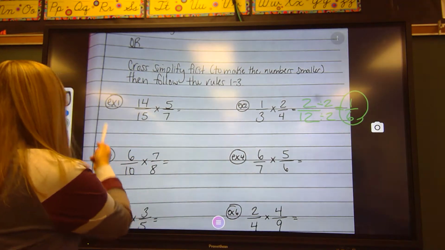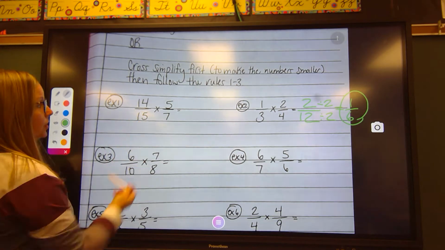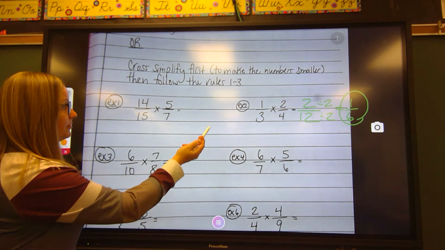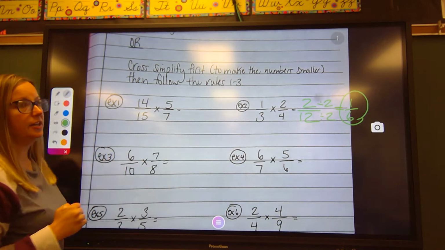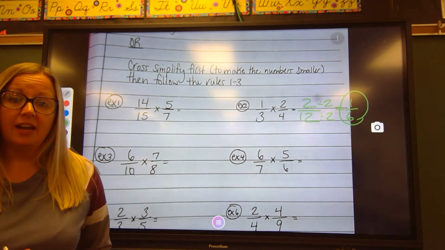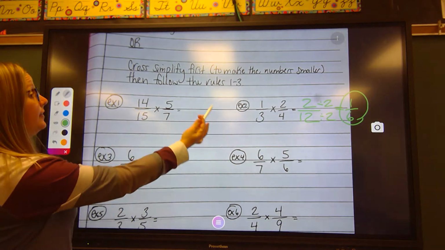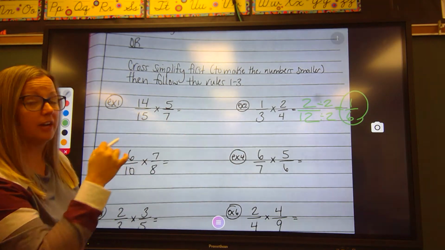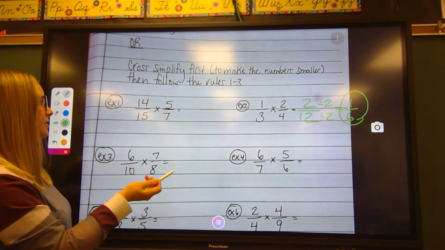But now let's take a look at example 1. These numbers are a lot bigger. So to do 14 times 5, you would have to come off to the side and do that. And 15 times 7. You can do this in your head a little bit faster. You could do it that way and then try to reduce, no problem, but then you're going to end up with really big numbers to have to reduce at the end as well.